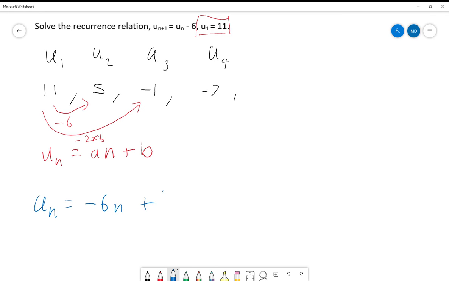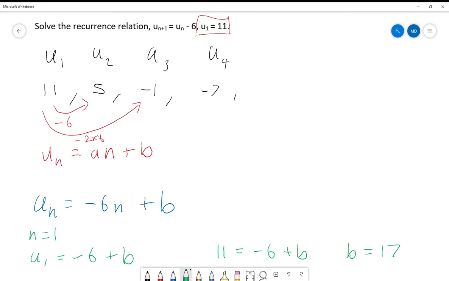negative 6n plus b. Now at this point you're probably quite tempted to say, I know what b is, 11, but it's not quite right because this says u1 equals 11. So what we're going to do at this point is take n equal to 1 and see what we get. Then we get u1 is equal to negative 6, because negative 6 times 1 is negative 6, plus this b term, which we're not sure what it is yet. But we do know what u1 is. u1 is 11. So I get 11 is equal to negative 6 plus b. And that tells me that b is equal to 17.